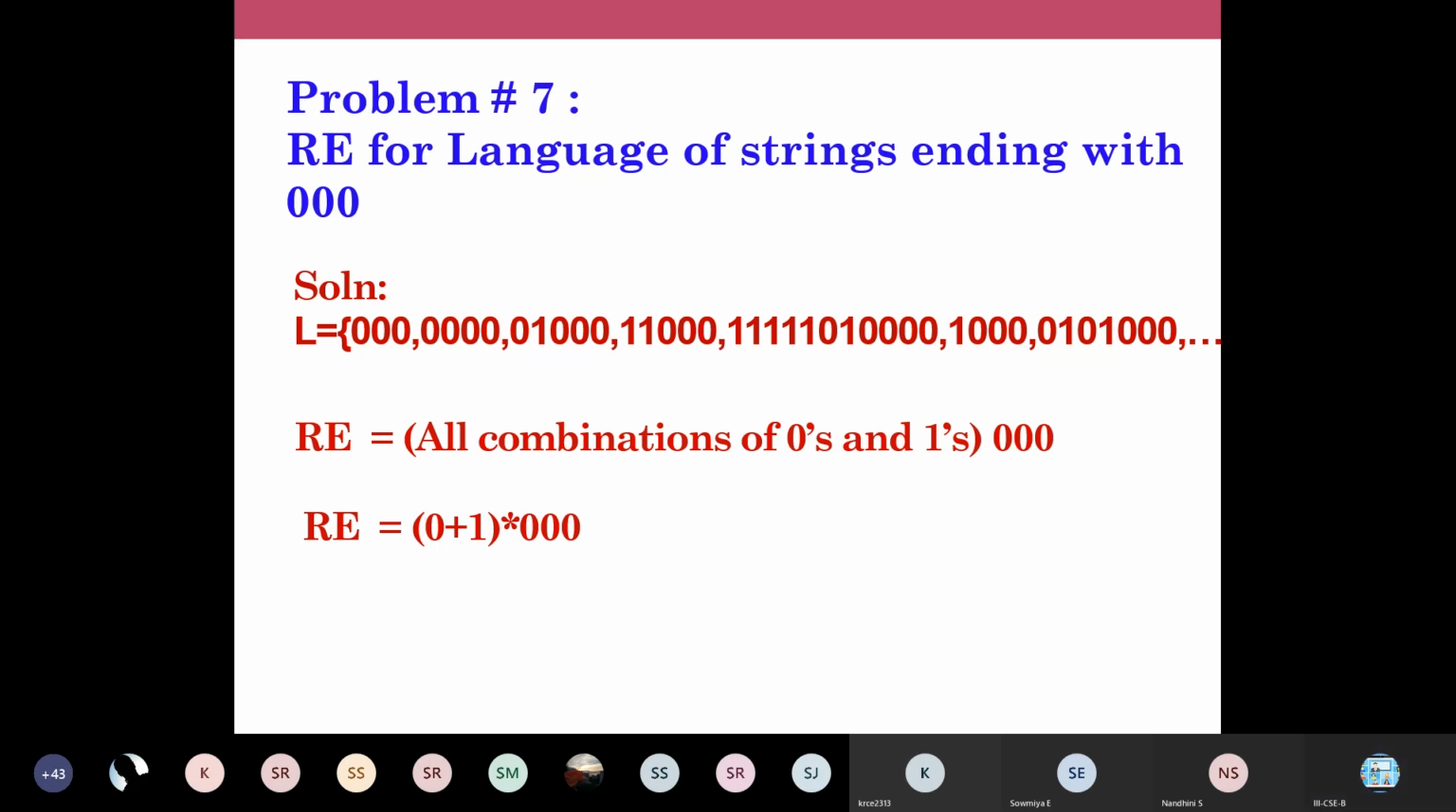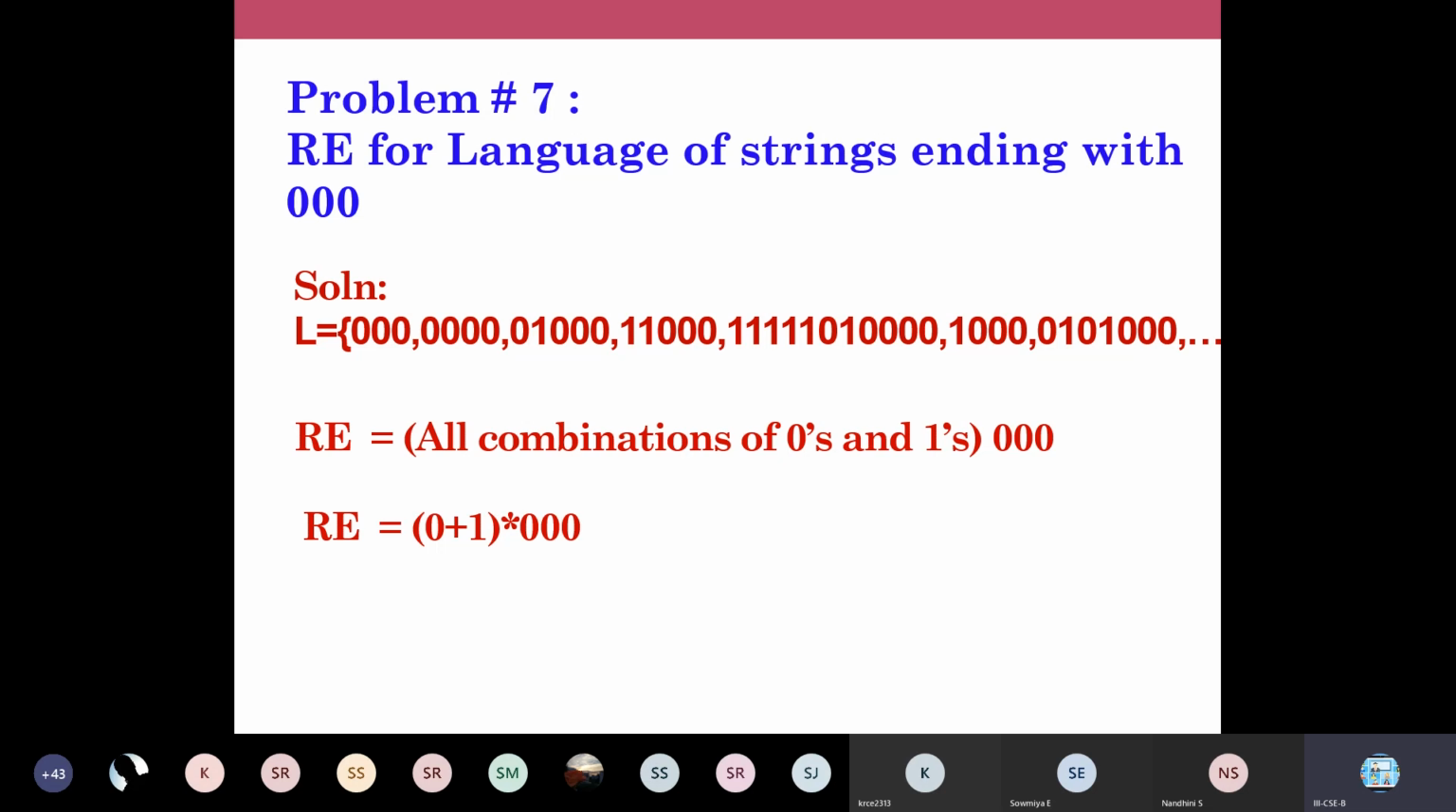So take this problem. Problem number 7. Regular expression for language of strings ending with 3 zeros. Take your input alphabet as sigma is equal to 0 and 1. I have not defined it here, so write down in your notebook sigma is equal to 0, 1. Here you have a condition that all the strings must end with 3 zeros. All the strings must be ending with 0, 0, 0. Are you all writing in your notebook?